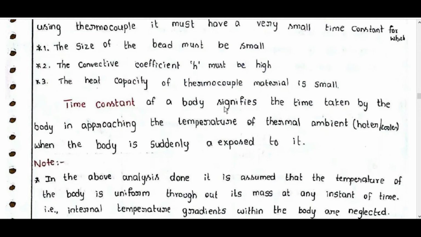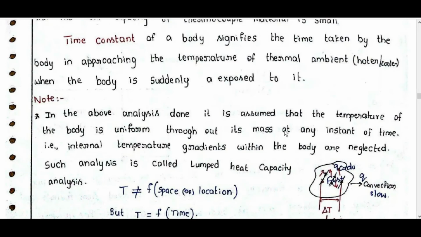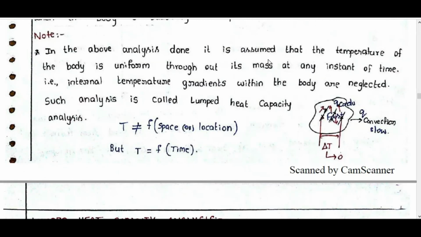Time constant of a body signifies the time taken by the body in approaching the temperature of the thermal ambient, hotter or cooler, when the body is suddenly exposed to it. In the above analysis, it is assumed that the temperature of the body is uniform throughout its mass at any instant of time. That is, internal temperature gradients within the body are neglected. Such analysis is called lumped heat capacity analysis.